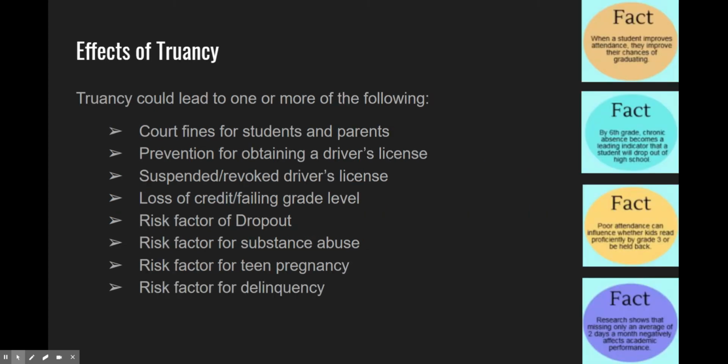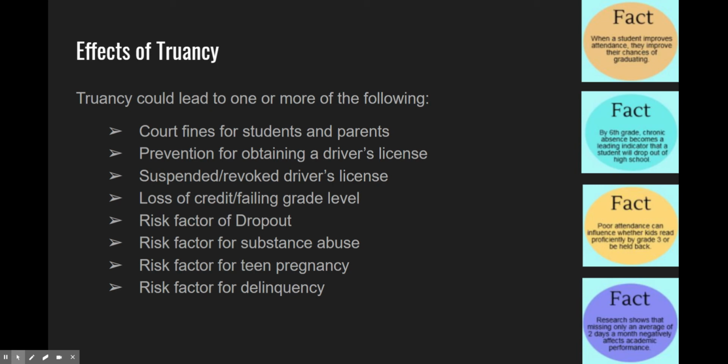So, the effects of truancy. Why is this important? Why is attendance at school important? Truancy can lead to one or more of the following things: court fines for the students and the parent, prevention of attaining a driver's license.